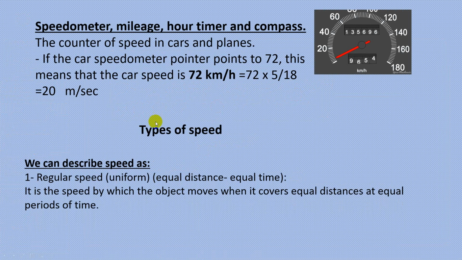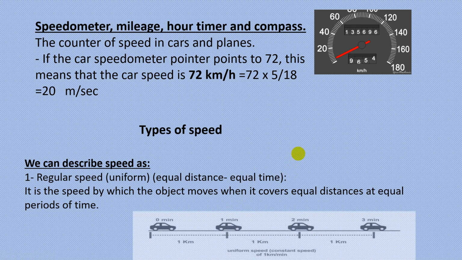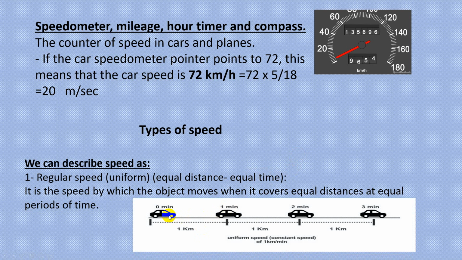Of speed, we can describe speed as number one, regular speed or uniform speed. What's the meaning of regular or uniform speed? To understand this, let's go to the next slide. This car is moving. It covers 1 kilometer in 1 minute, and then the following 1 kilometer in 2 minutes. So between 1 minute and 2 minutes is also 1 minute. And then it covers 1 kilometer in the third minute. So each 1 kilometer, the time is 1 minute. So the regular or uniform speed, its keyword is equal distance, equal time.